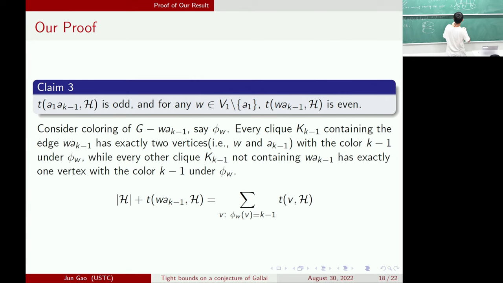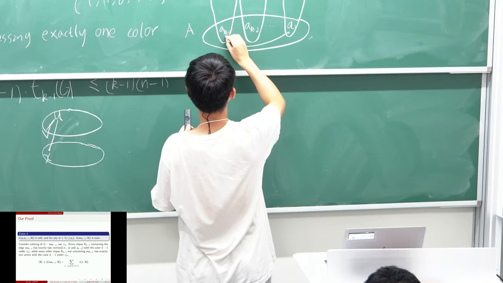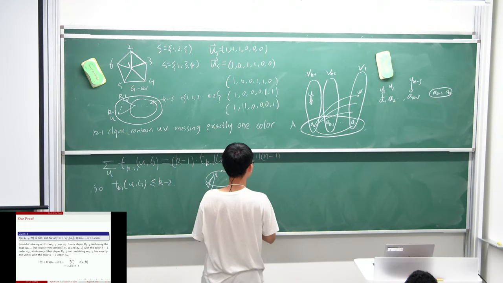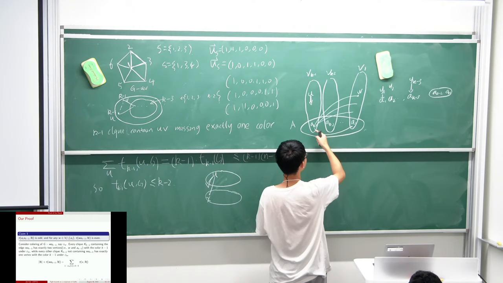Here we will consider this H, and this is W. So we want to prove the number of the cliques that contain this edge is odd and those that contain other edges is even.